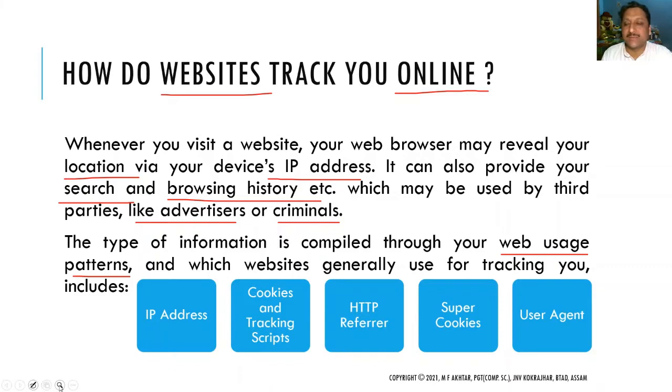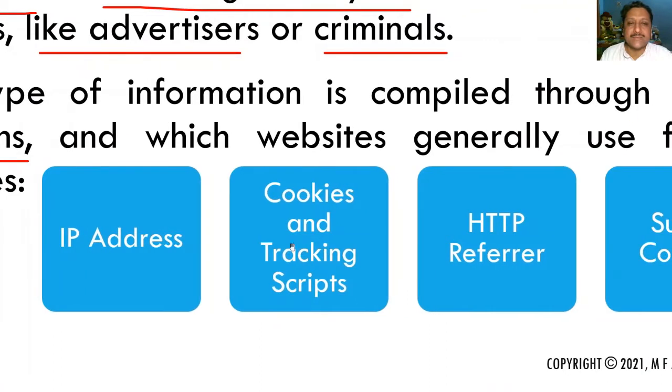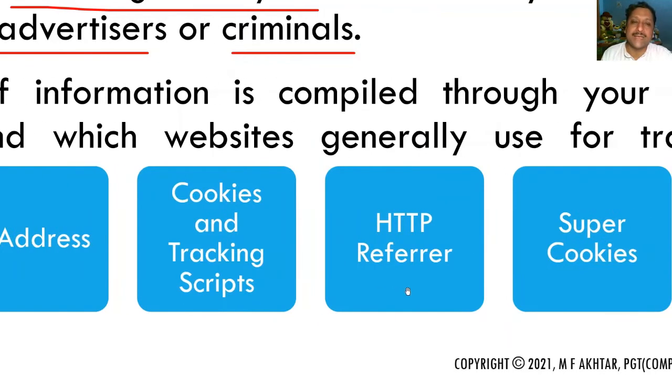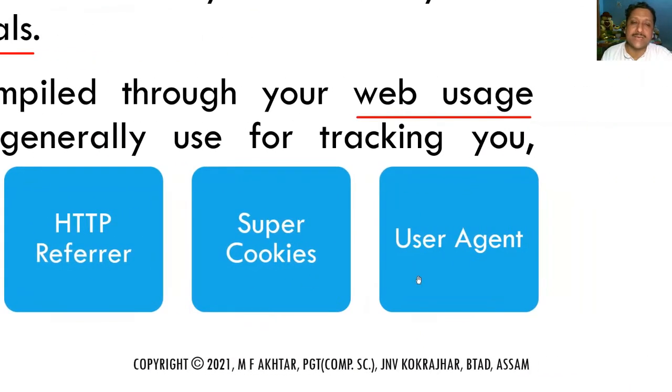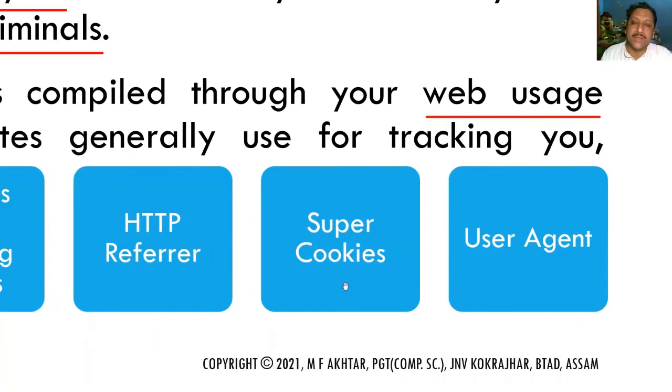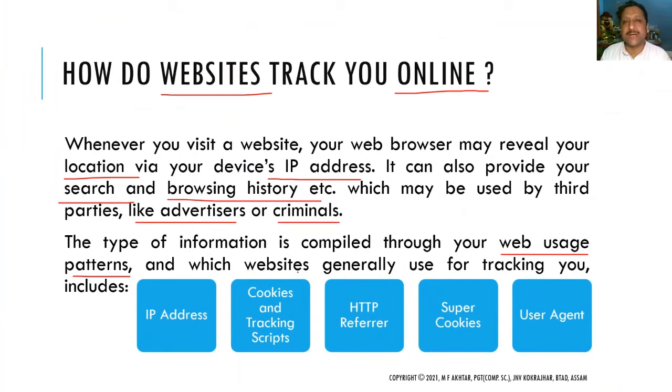See here, first they will know your IP address. Whenever we open a website, the website knows your IP address. Next are cookies and tracking scripts. They can see your cookies and tracking scripts also. Then there is the HTTP referrer, then super cookies, and user agents. If you are not understanding some words here, then we will clarify in the next page.